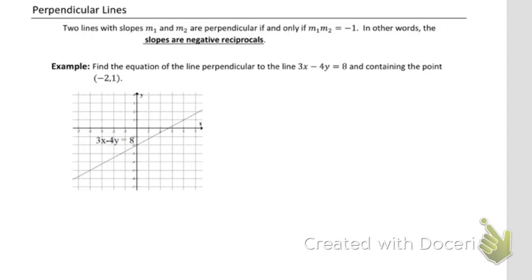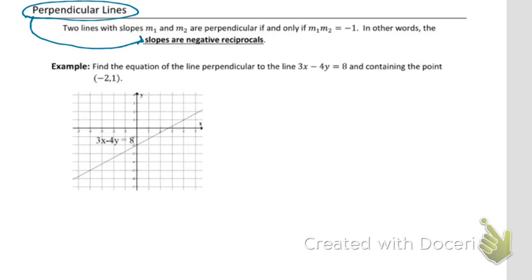Perpendicular is obviously not going to have the same slope because otherwise it'd be parallel. So perpendicular lines, two lines with slope m1 and m2 are perpendicular if and only if m1 times m2 equals -1. In other words, your slopes are negative reciprocals. So perpendicular lines will have slopes that are negative reciprocals.